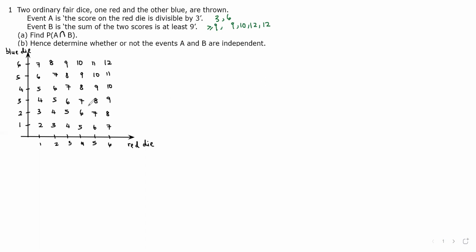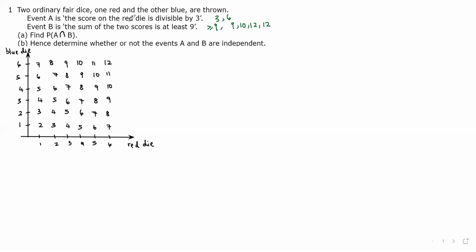It is easier if you just write out the outcomes for the red die and the blue die. So you just have 1 to 6 and 1 to 6. And then what you have here is the sum of the two scores. So the outcome of 1 and 1 will give you a sum of 2, and the outcome of a 6 and a 6 gives you a sum of 12.